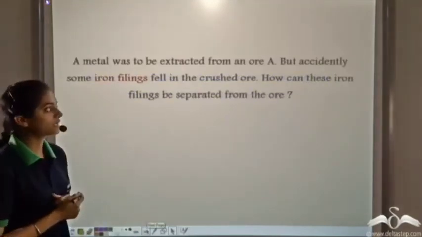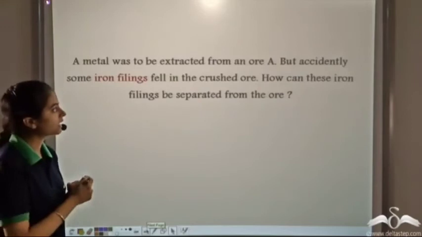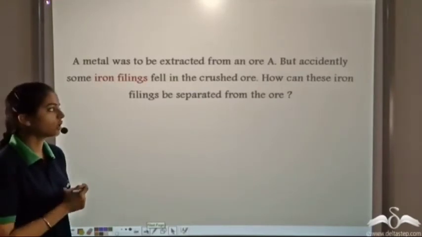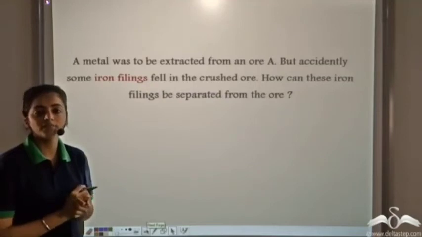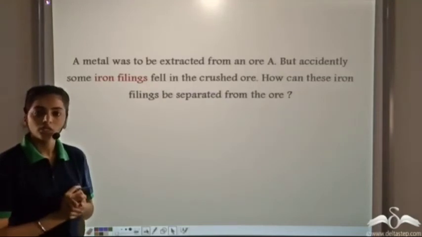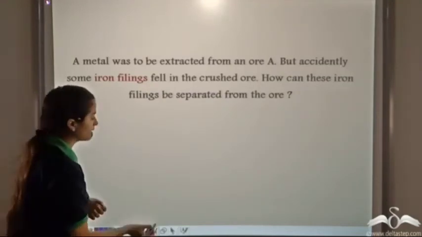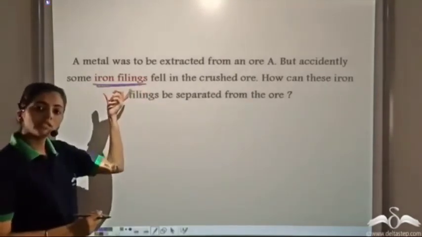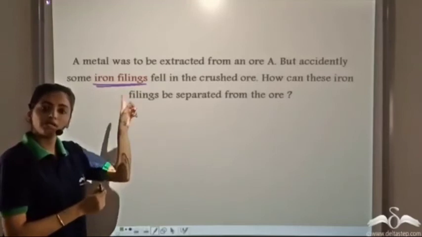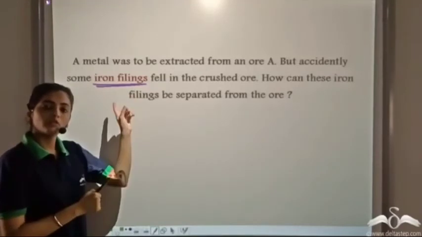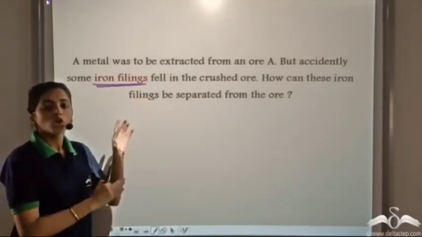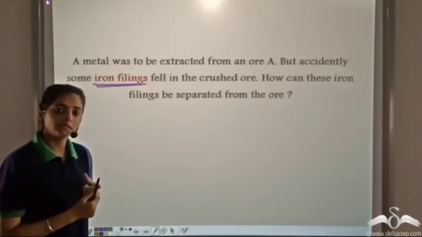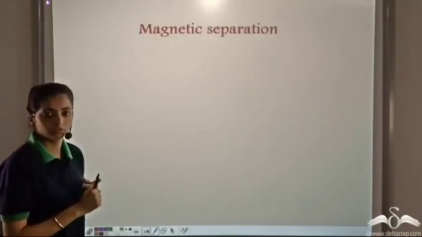A metal was to be extracted from an ore A, but accidentally some iron filings fell in the crushed ore. So now, how can these iron filings be separated from the ore? We know iron filings are magnetic in nature. So whenever the impurities, in this case the iron filings, or the ore itself is magnetic in nature, we use a method known as magnetic separation.